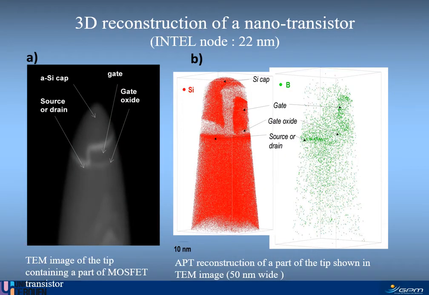This is an example of what we can do. This is a tip as observed by transmission electron microscopy. What you are able to see is a MOSFET transistor here. This is the source, or the drain. Here you've got the gate, and this is the 3D reconstruction using atom probe tomography.